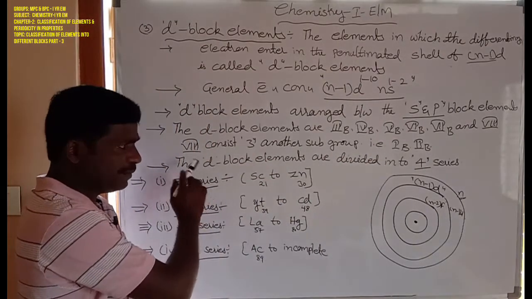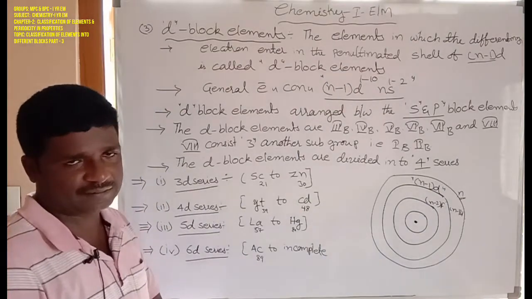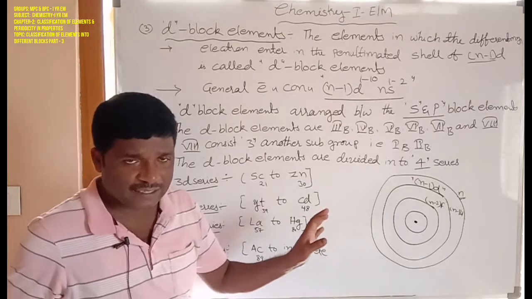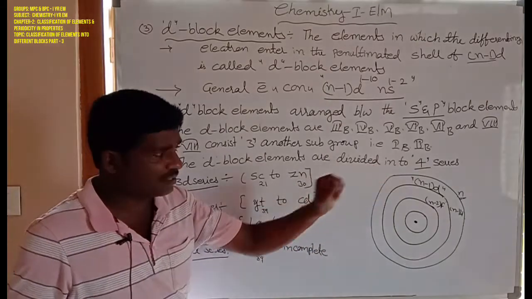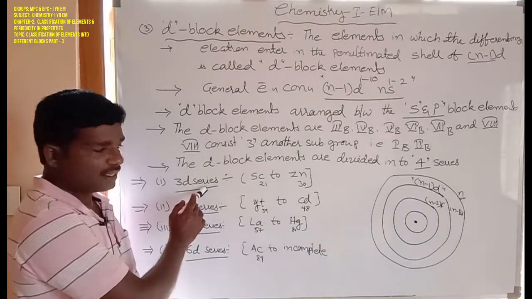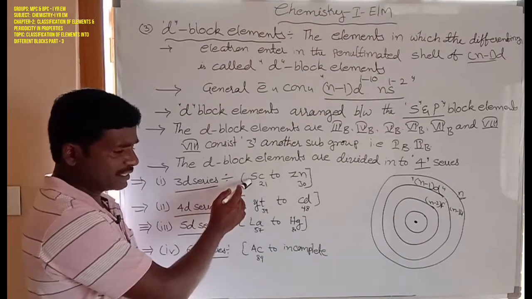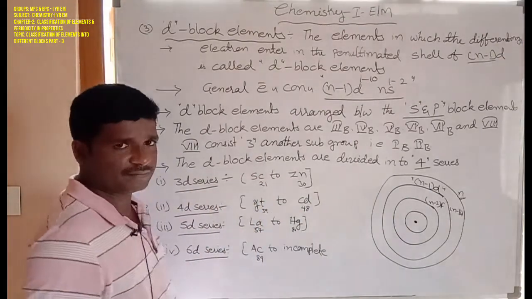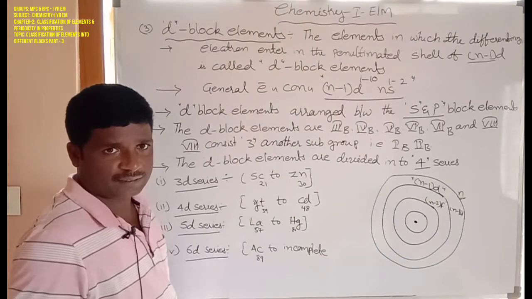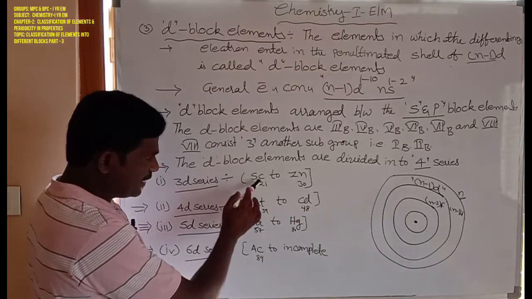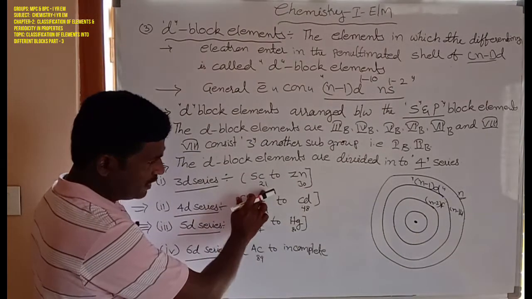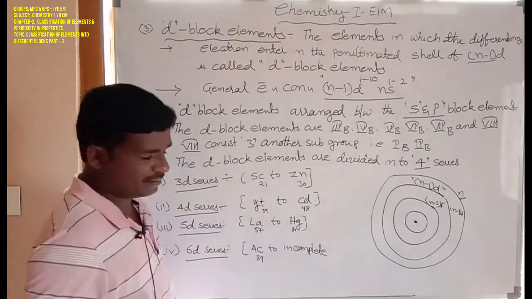The d block elements are divided into 4 series. How many series? 4 series. The first one is the 3d series, starting with scandium and ending with zinc. Each series consists of 10 elements. Scandium has atomic number 21 and zinc has atomic number 30.